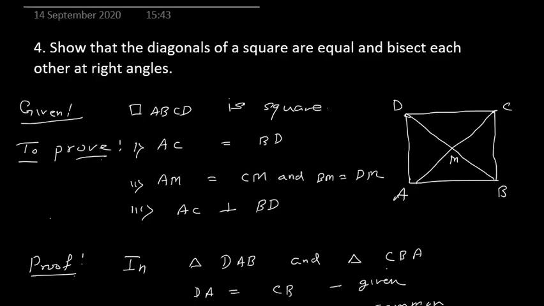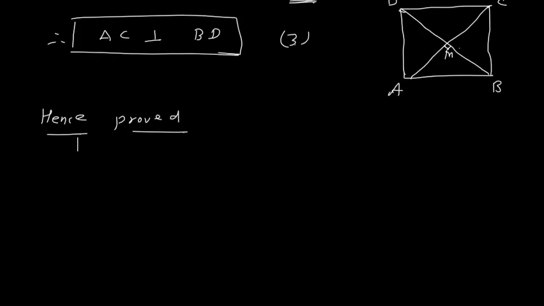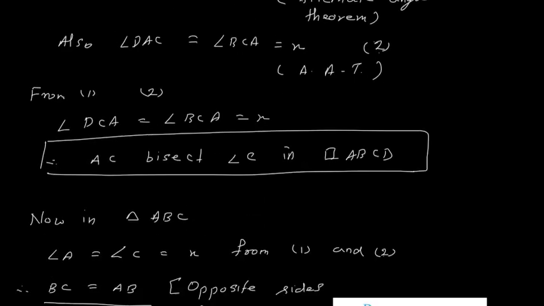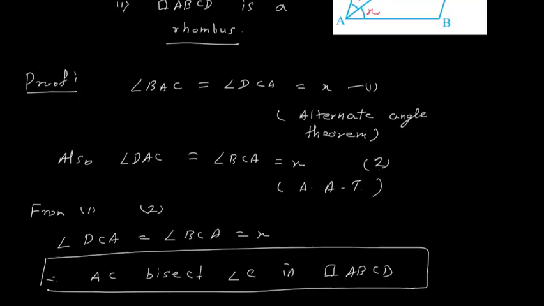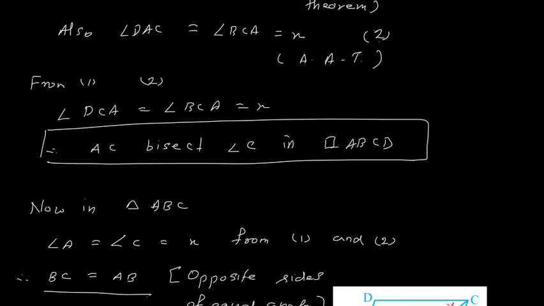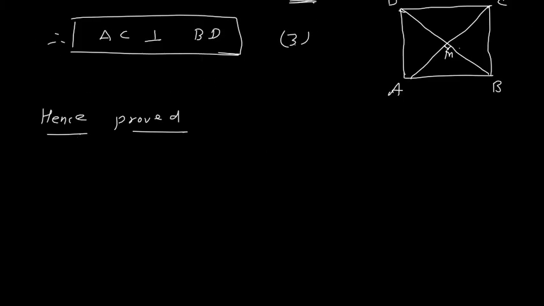Show that diagonals of a square are equal and bisect each other at right angle. I think yesterday we have done this problem. Okay, fine. And we have done this problem also. Diagonal AC of a parallelogram ABCD bisects angle A, so that it bisects angle C, and we have to prove that ABCD is a rhombus. Okay, this also we have done. So I think we left this problem yesterday, so we have done today.